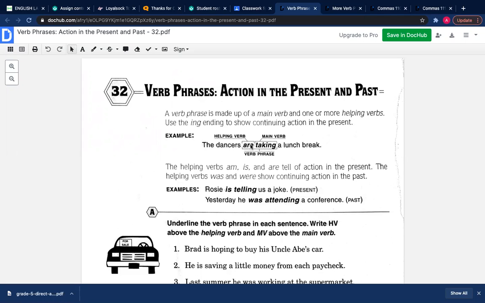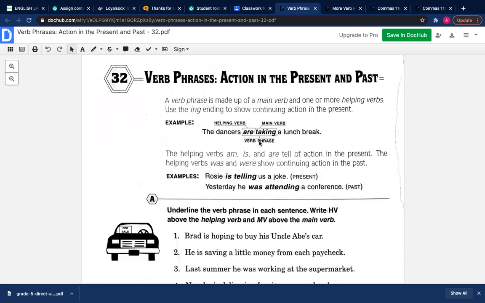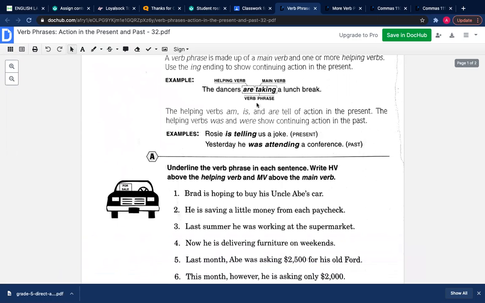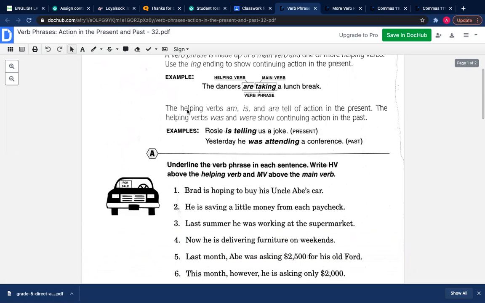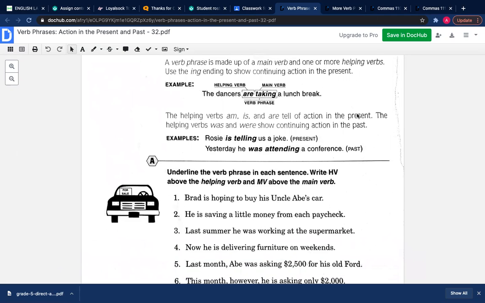Okay, the dancers are taking a lunch break. The main verb is taking, that's the main action. The helping verb is are. And the verb phrase, because a phrase is more than one word, is are taking. The helping verbs am, is, and are tell action in the present. It's happening right now. The helping verbs was and were show continuing action in the past.